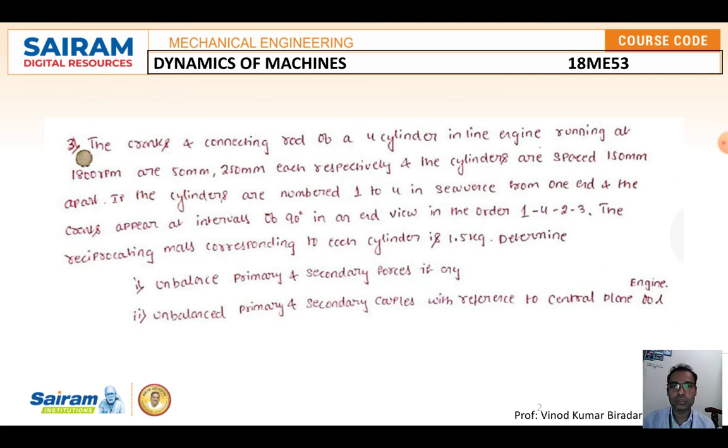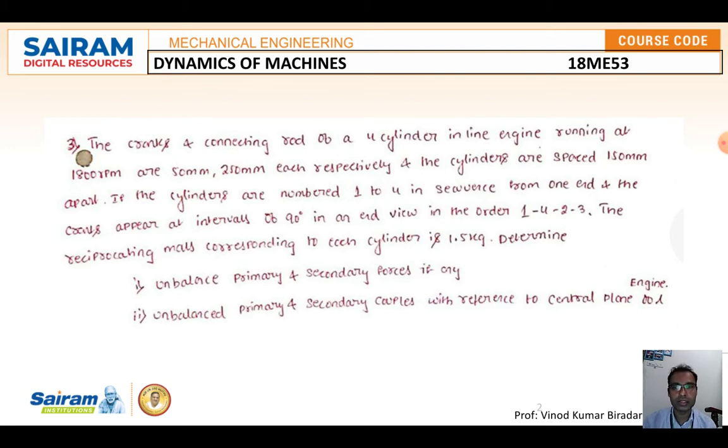The crank and connecting rod of a 4-cylinder inline engine running at a speed of 1800 rpm are 50 mm and 250 mm respectively. The cylinders are spaced 150 mm apart. The cylinders are numbered 1 to 4 in sequence from one end to the other, and the cranks appear at intervals of 90 degrees. The firing order is 1 4 2 3. The reciprocating mass for each cylinder is 1.5 kg. Determine the unbalanced primary and secondary forces, and the unbalanced primary and secondary couples with respect to the central plane of the engine. This is the question given.